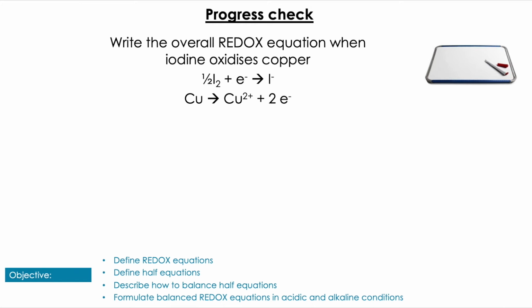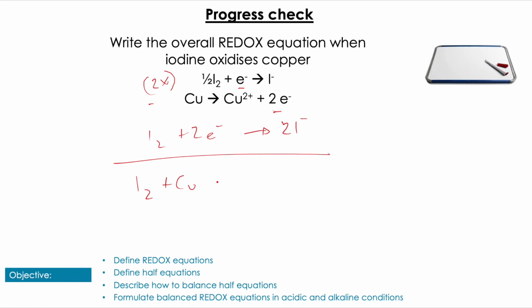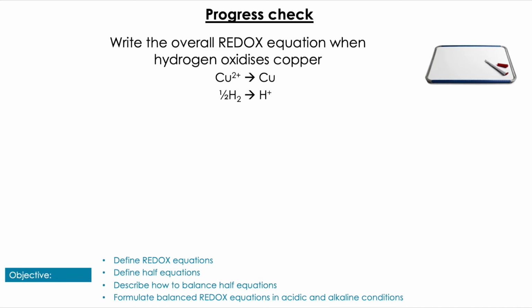Brilliant. So these already are balanced in terms of the actual individual equations. We just need to multiply the top one by 2 and then add it to the second one. So we end up with I2 plus Cu. Electrons cancel out and we get I- plus Cu2+.